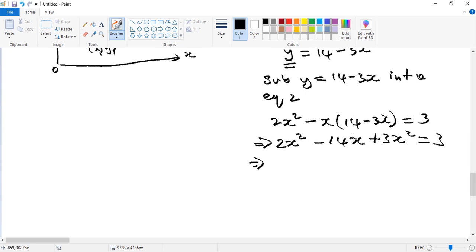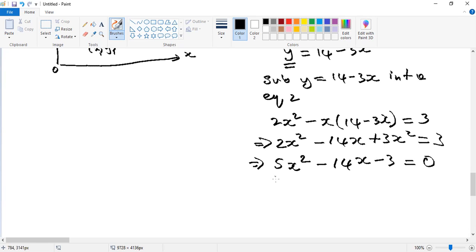Now, if you look carefully, you notice you can simplify by adding 2x squared and 3x squared to give you 5x squared. This becomes minus 14x. And then the next move is to subtract 3 from both sides. This gives you equals 0. Now you may say, sir, why do you do that?